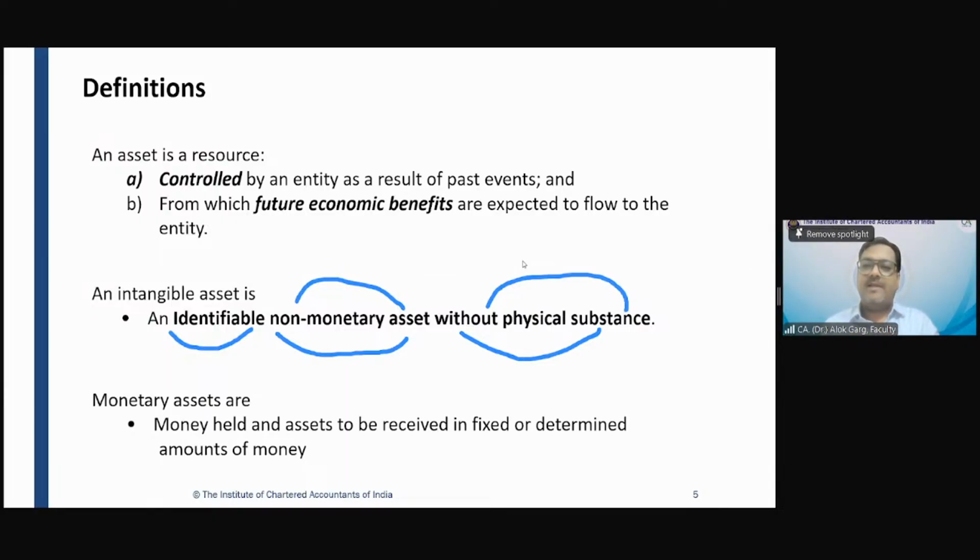Property, plant and equipment, monetary or non-monetary? Non-monetary, because the company is running its factory. So the company does not have a right to receive cash from that factory. But when the factory is sold and the company has to receive money from the buyer, that becomes a monetary asset. But property, plant and equipment is a non-monetary asset. Investment property, monetary or non-monetary? Land and building are investment property. It is a non-monetary asset.